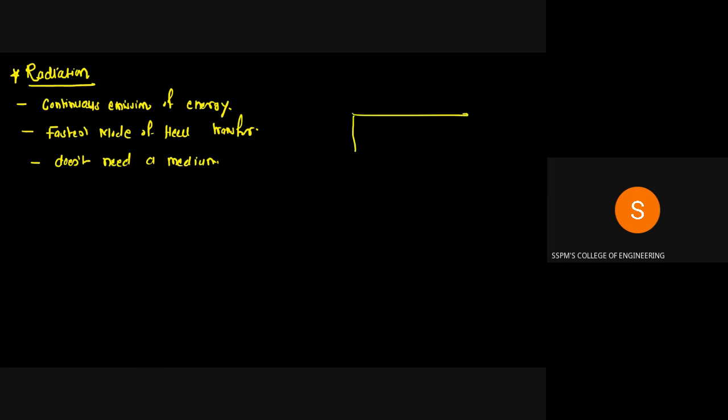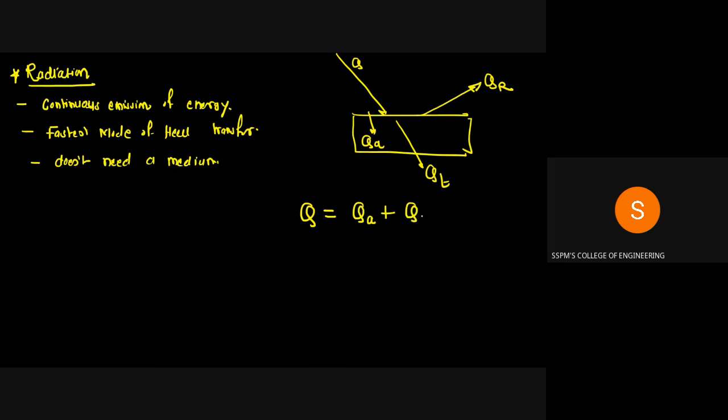So suppose the total heat which is falling on one object is Q. Partial heat is transmitted, which is QT. Some amount of heat is absorbed, which is used to increase the internal energy, and the remaining heat will be radiated. So it is QR. Okay. So total heat supplied Q is equal to the amount of heat absorbed, amount of heat radiated, and amount of heat transmitted. Okay.